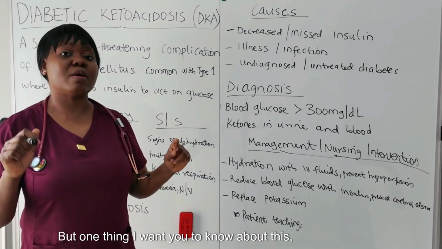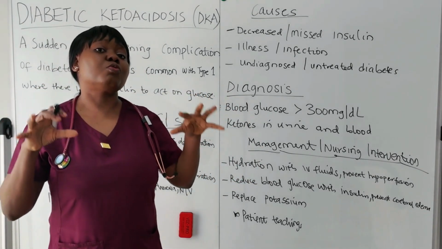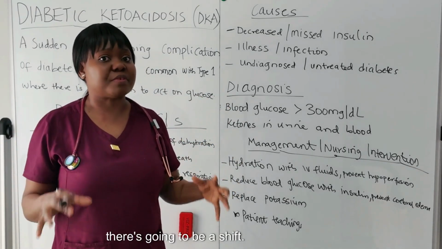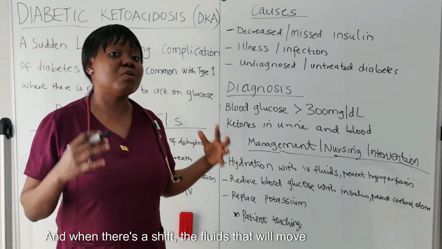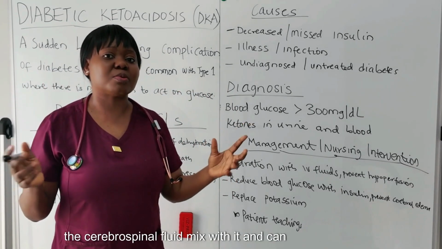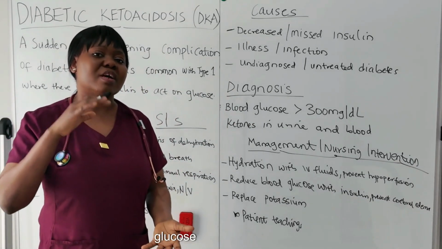But one thing I want you to know is that while we're giving the insulin, we don't want to drop the glucose too rapidly, because if we do that, there's going to be a shift. And when there's a shift, the fluids that move out could get to the brain, to the cerebrospinal fluid, mix with it, and lead to cerebral edema. So we decrease the glucose gradually.